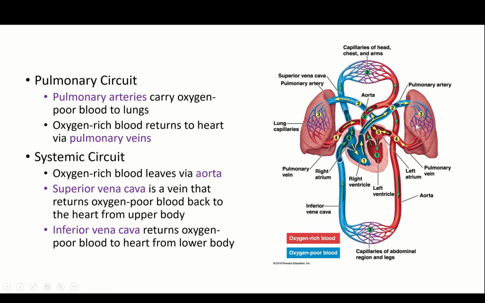Once that oxygen-rich blood is pooled back into the venules, they will flow into the pulmonary vein, which returns blood from both lungs, there's one on each side, to this atrium right here, the left atrium, which is labeled number 5.